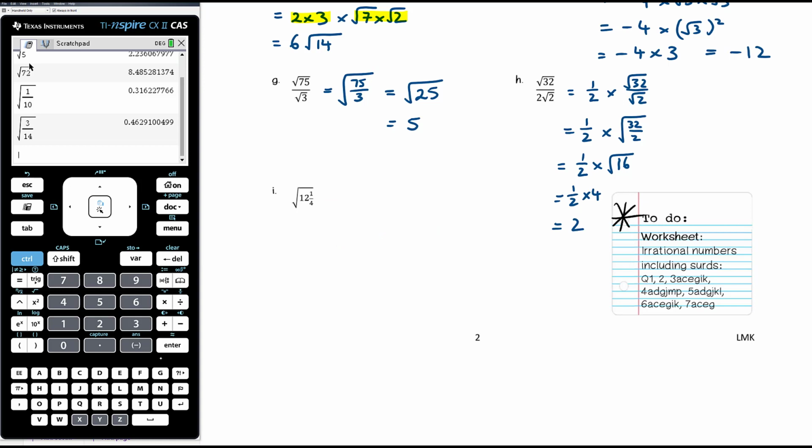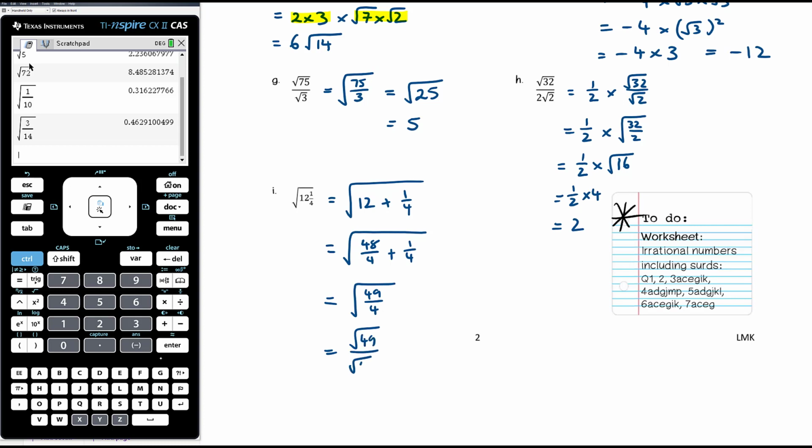So I need to be able to think about 12 and 1/4. So 12, remember, this is 12 plus 1/4. 12 is 48 quarters plus 1/4. And so actually what we have here is the square root of 49 quarters, which is the square root of 49 over the square root of 4. And so we have 7 over 2.